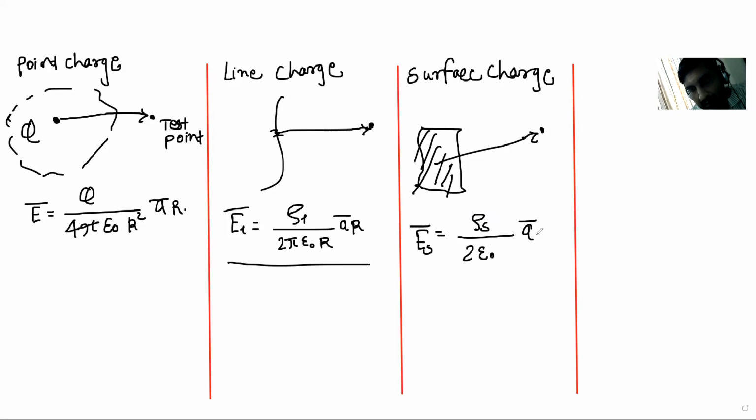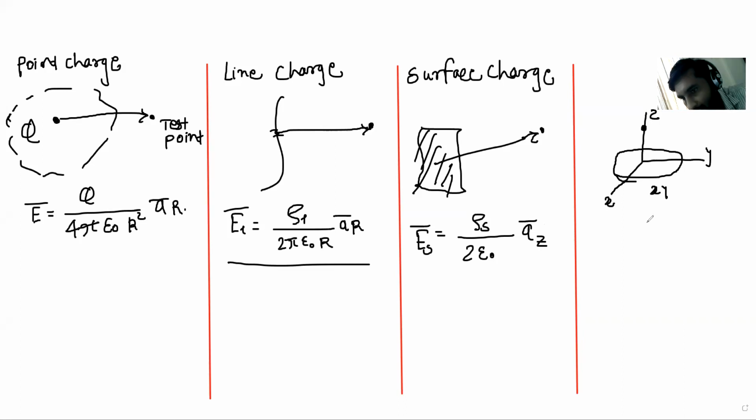Now, let me tell you about A bar Z. If you remember, we have considered this geometry like X, Y, Z axis. This is Z axis, this is Y, and this is X, right? And we have assumed that surface is present on XY plane, and we have considered that point on Z axis. And that's why you are getting Z component here, A bar Z, right?